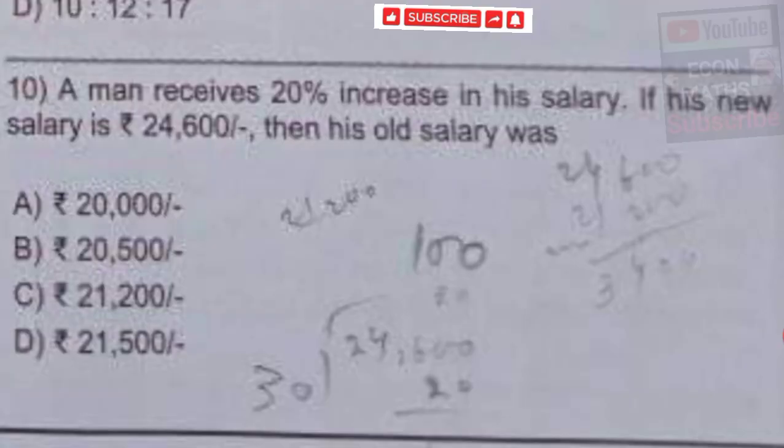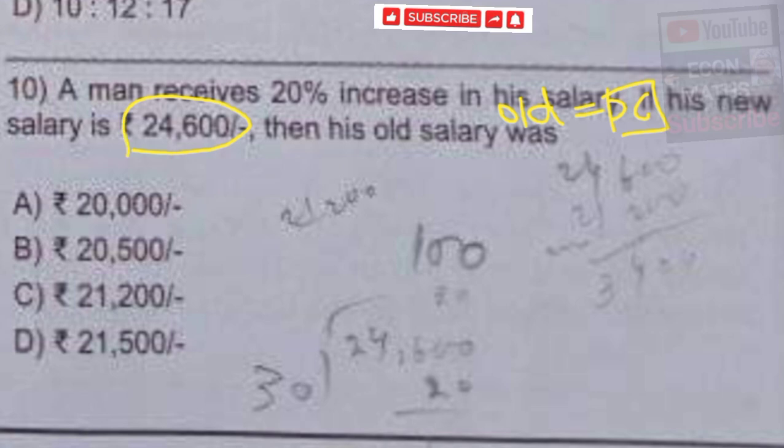Next question is, a man receives 20% increase in his salary. If his new salary is 24,600, then his old salary was, the options are 20,000, 20,500, 21,200, and 21,500. So we will see what is the correct option. First of all, let the old salary be X. Now new salary is this 24,600.